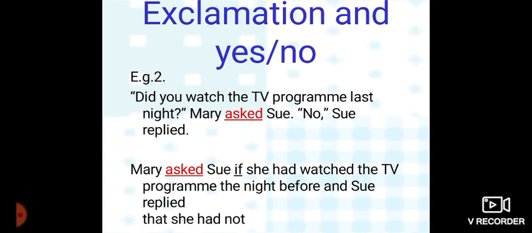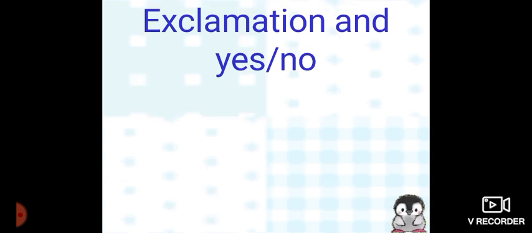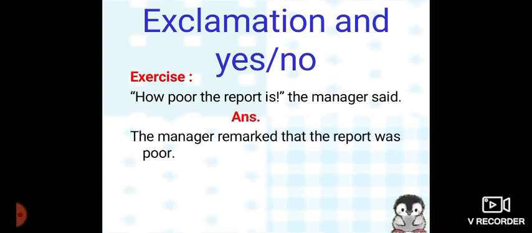So Mary asked Sue if, it's a conjunction, she had watched, because did you, this is a past tense, so we want to use past perfect. She had watched the TV program the night before, because here the sentence is last night, so that changed into night before. And Sue replied. After that, the next sentence is Sue's sentence, right? So we want to use replied, that is a conjunction we want to use. She had not, because he said no. So she had not. So next, we are going to see the exercise.